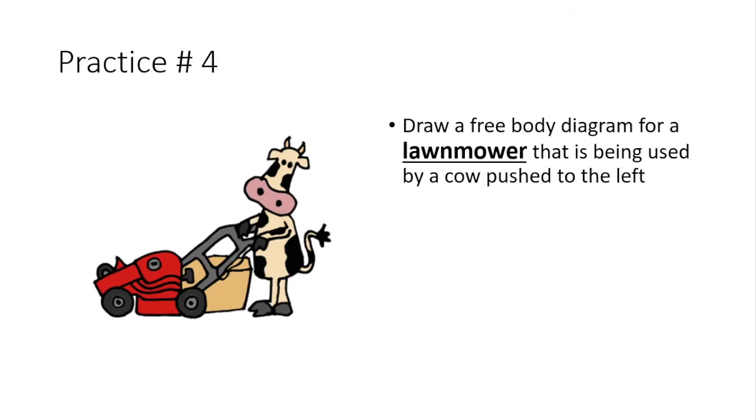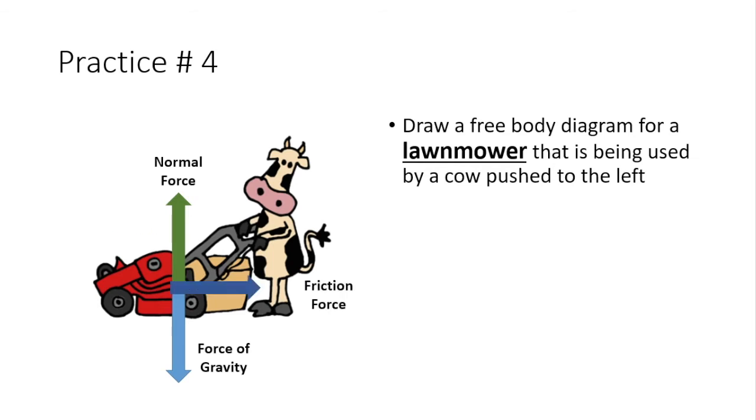Well, let's start with the force that we always know is present. Gravity. Force gravity points down. From there, this lawnmower is being pushed on the ground, so we should have a force normal pointed up from the ground. We know that the cow is pushing to the left, so therefore, if it's moving to the left, we should have friction to the right.